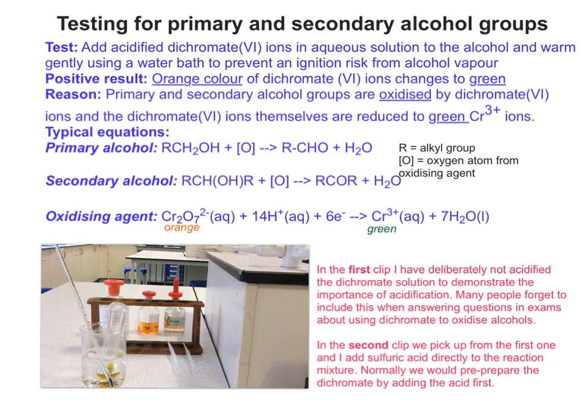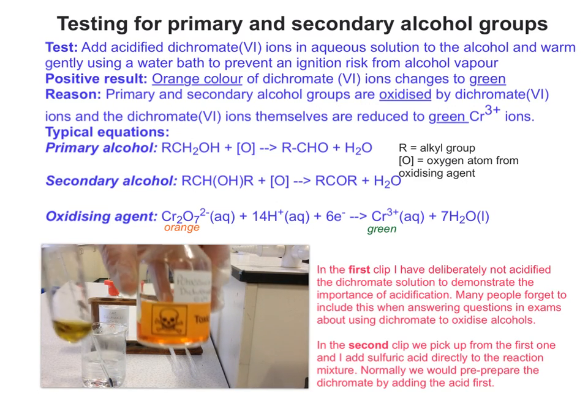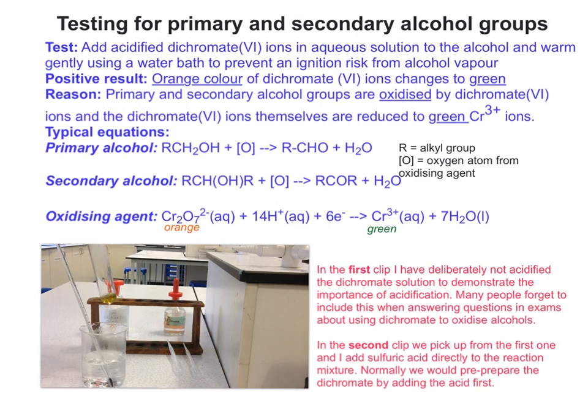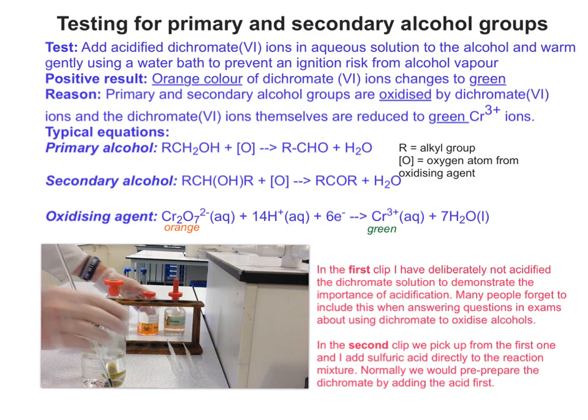So when that's proceeded sufficiently, what I'll do is I'll show you up close the two different colours. So looking at the orange that you started with in the bottle, you can see clearly now that it's starting to turn to green. So if I get the bottle of dichromate, it's clearly still orange, but the reaction mixture has gone green, so we have a positive test result this time.